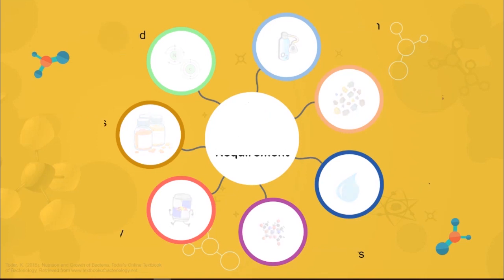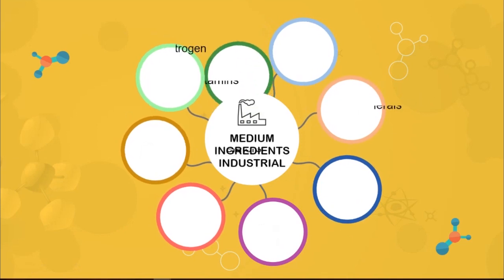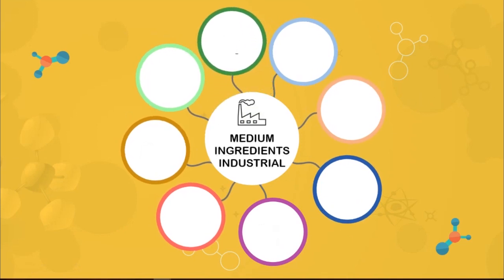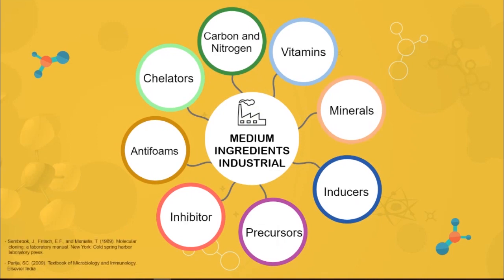The second one, typical medium ingredients that are required in industry and can also be applied to the laboratory. There are 8 ingredients which must be included in media preparation in order to allow microbes to grow and reproduce. Number 1, carbon and nitrogen, as main components of cellular material, and nitrogen sources, for example NH3, a component of amino acids, nucleic acid nucleotides, and coenzymes.